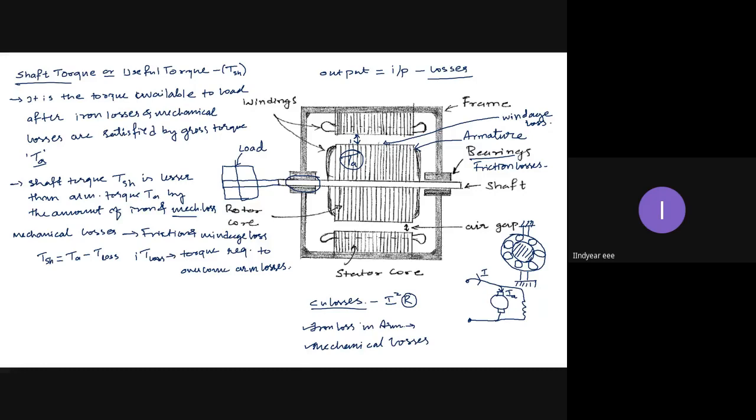Torque required to overcome armature losses. Okay. Now, how to get TSH? Observe that TSH is the final output of the motor. The entire work has to be done to get this TSH sufficient to drive a particular load.